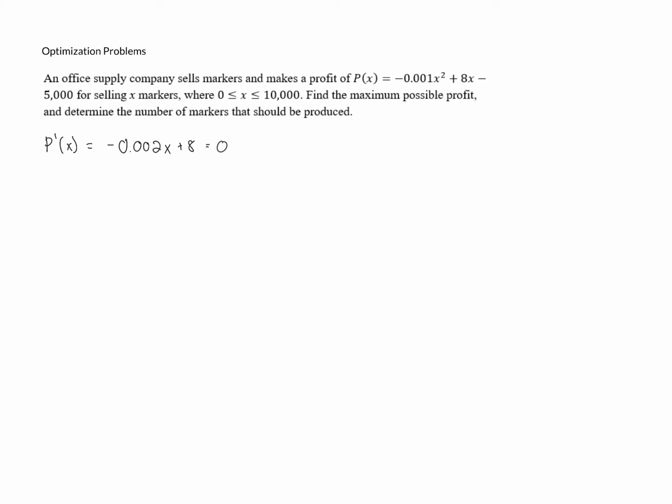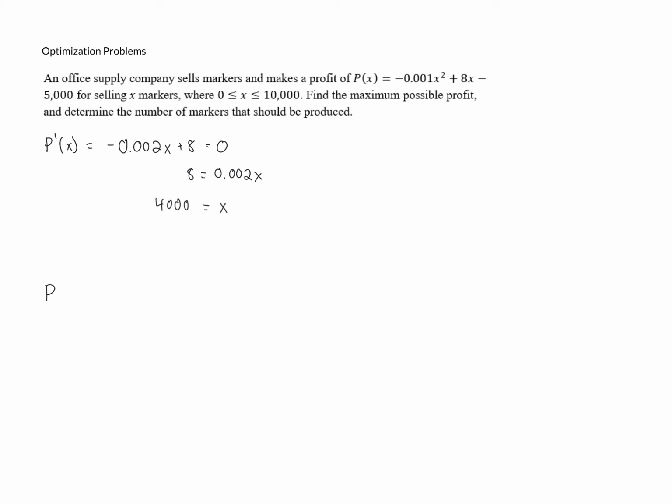That is never going to be undefined, so the only critical number is going to happen when that's equal to 0. So what we can do is add the x term to both sides. That's just going to make everything positive. And then if we divide both sides by 0.002 to get x alone, that's going to give us x equals 4,000. So our only critical number is 4,000.